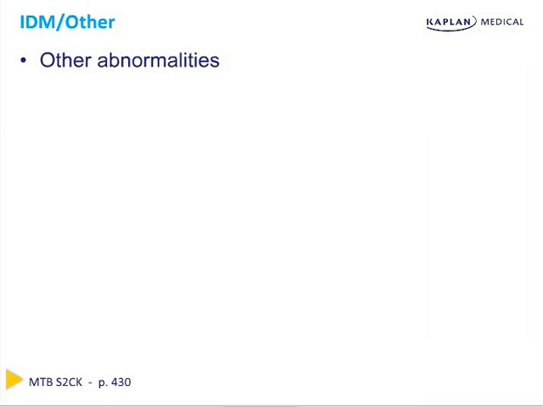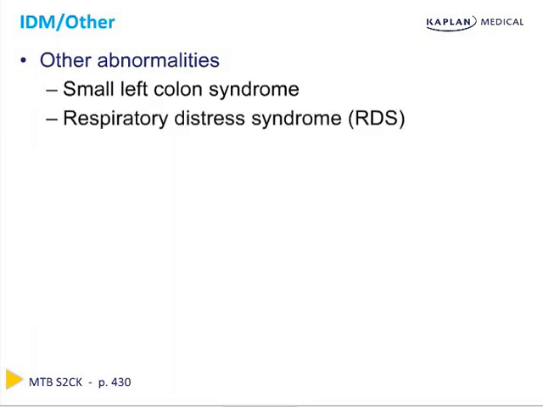Congenital abnormalities are not at all uncommon in IDMs, so one to know is that there's a fairly specific congenital abnormality in infants of diabetic mothers called small left colon syndrome, and it's diagnosed by barium study and treated with surgery. Respiratory distress syndrome is also more common in infants of diabetic mothers because they're more likely to be macrosomic and too large for normal spontaneous vaginal delivery. So because they're more often born via C-section, they retain the amniotic fluid in their lungs, making them more prone to RDS. And then lastly, cardiac abnormalities like VSDs and ASDs are more common in infants of diabetic mothers.